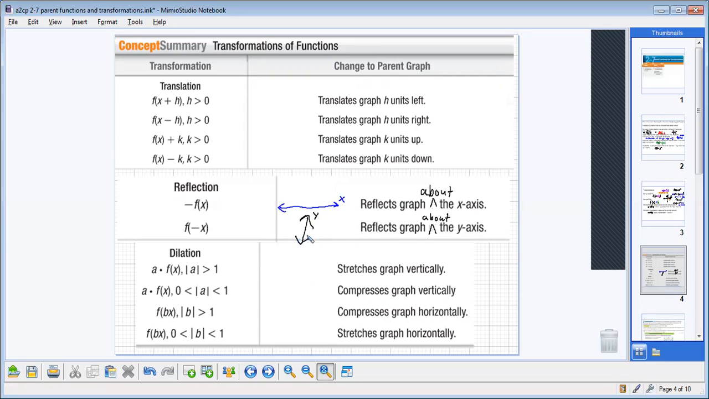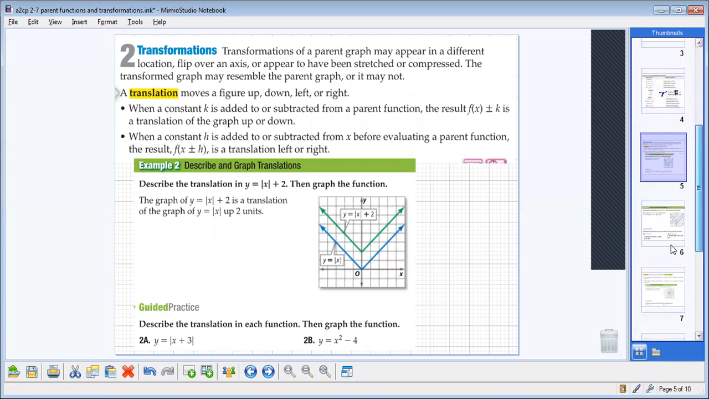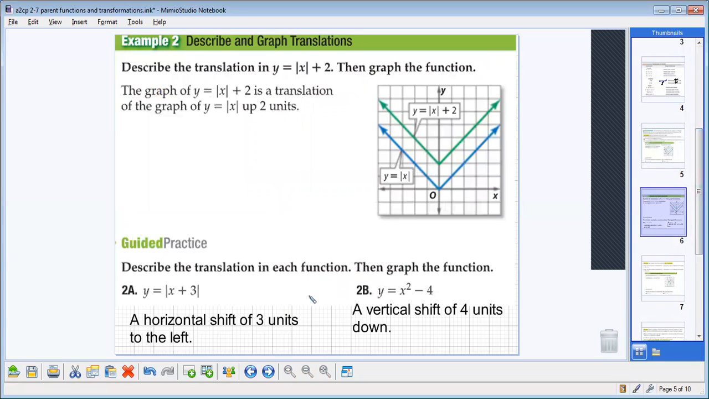All right. So I've covered reflections, we've covered dilations. I like to say dilate. I'm just going to go ahead and skip ahead here to a few examples. So notice here, what value would make this entire quantity inside the absolute value 0? -3, right? So that'd be a horizontal shift of 3 units to the left. 2b here, see how we're subtracting 4 from the x squared? That's a vertical shift of 4 units down.